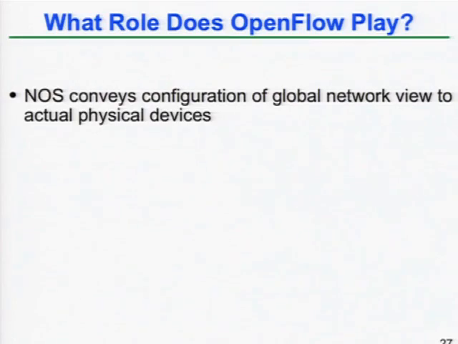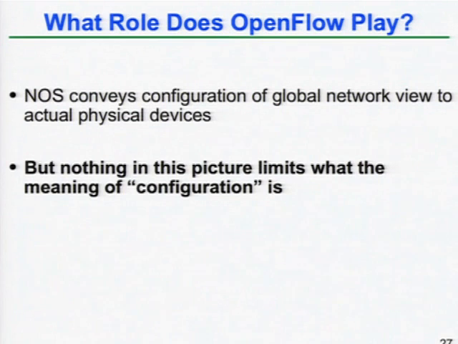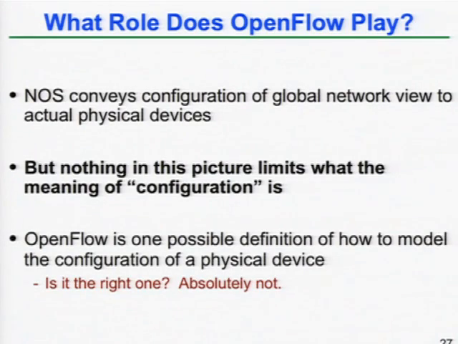So you might say, well, okay, well, what about OpenFlow? Isn't that what everybody's talking about? Well, the network operating system conveys the configuration of the global network view. Remember, I took a global network view, and then my control program decided what the configuration I want, and the network operating system would then take it down to the physical switches. Nothing in that statement tells me what configuration means. It just says whatever state you want that switch to have, your control program decides it, and then it gets handed down to it. OpenFlow is one possible solution to that. It's clearly not the right solution. I mean, it's probably a very good solution for now, but it's not. There's nothing that says this is fundamentally the right answer.